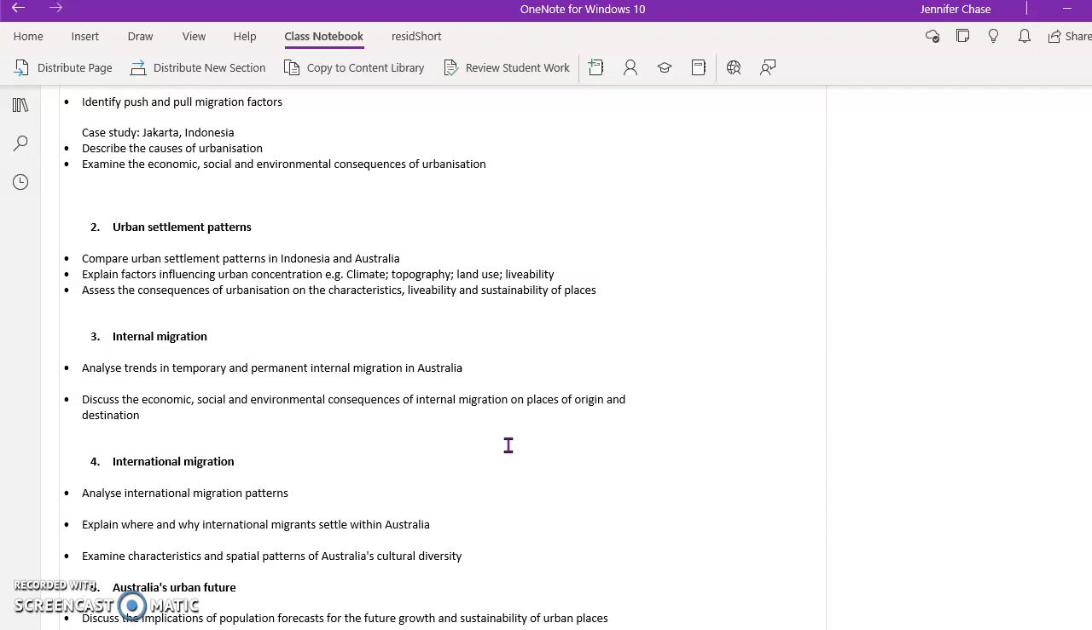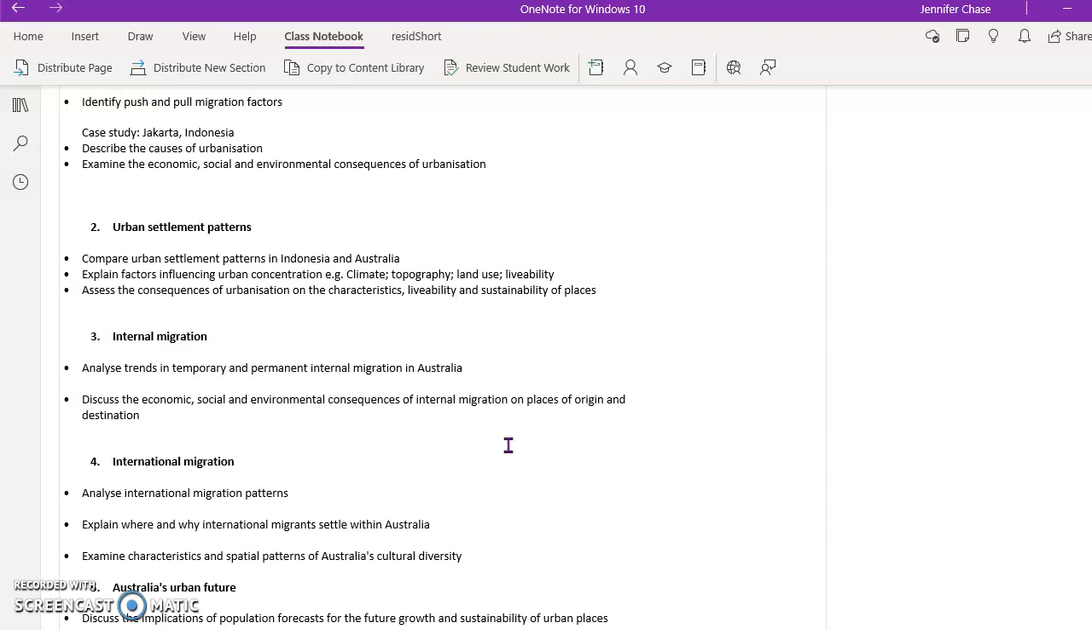So, a reminder that's moving around within a country. So, we're going to look at trends in temporary and permanent internal migration in Australia. Why do people move from one place to another within Australia? What are the push factors? What are the pull factors? If we have time, we may look at China as well as another case study.